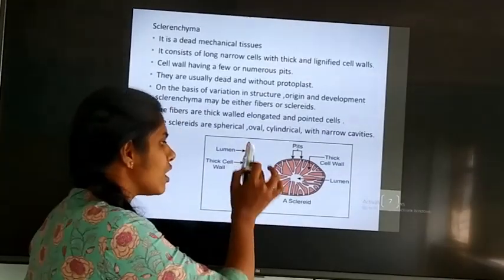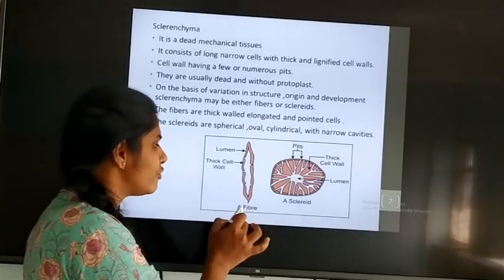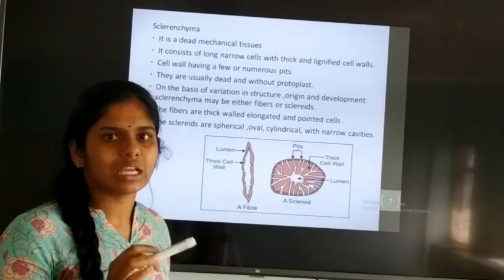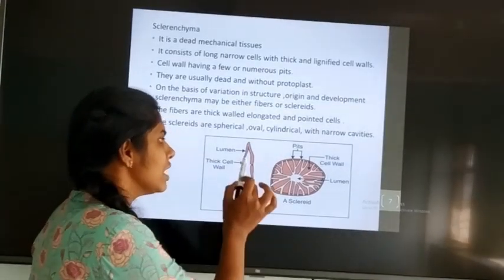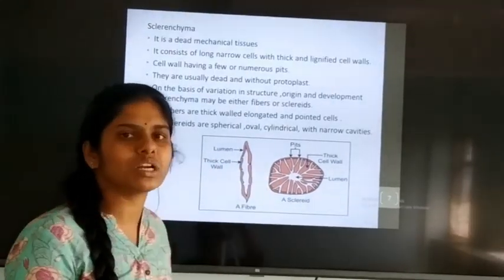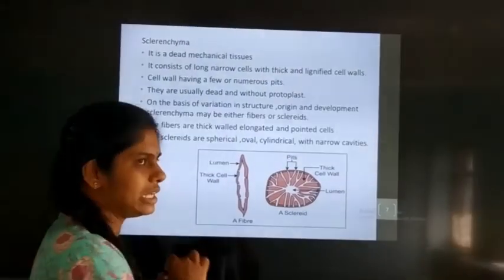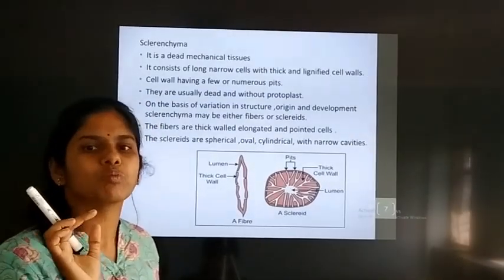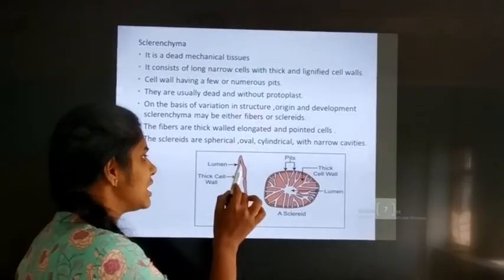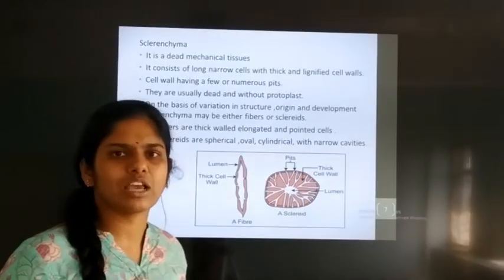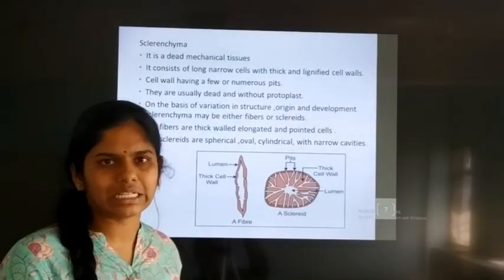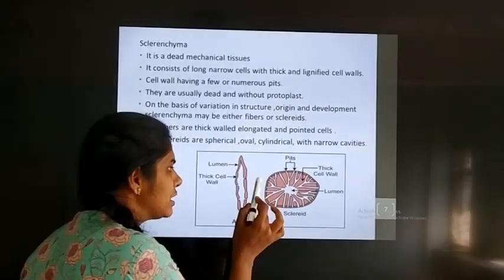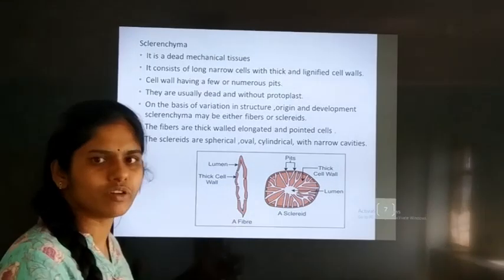The outermost layer of the cell wall of the fibers is made up of lignin. But in some regions of the fiber there is no deposition of lignin. In that region it forms a small opening or a small pore that is called a pit. The pit is helpful for the exchange of materials from one side to the other side.